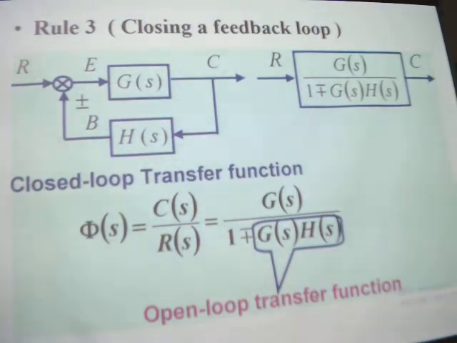How to get this transfer function from this block diagram? Here, G(s) is the open-loop control system's transfer function. If there is a feedback path, then this is a closed-loop control system, so its transfer function is written as phi(s). It is different from G(s).